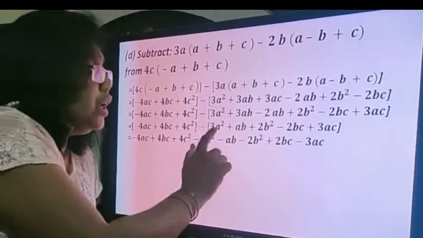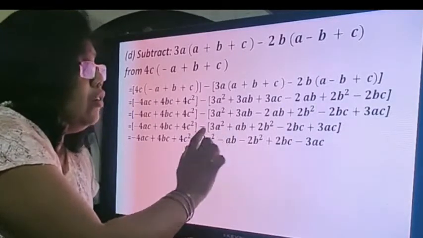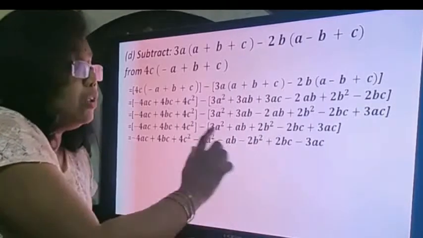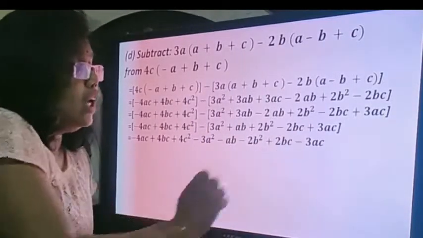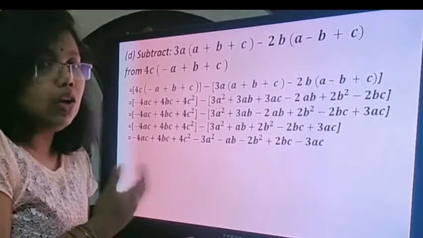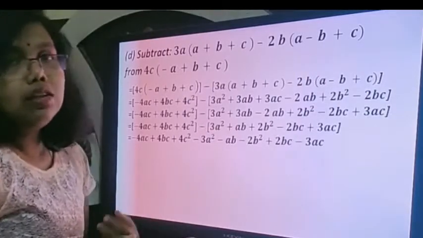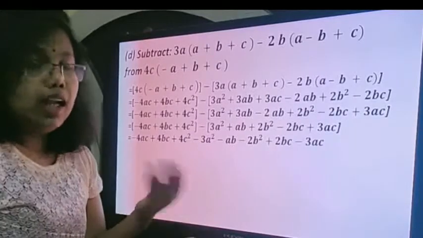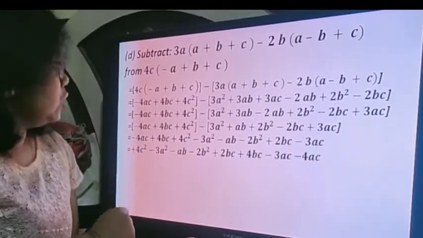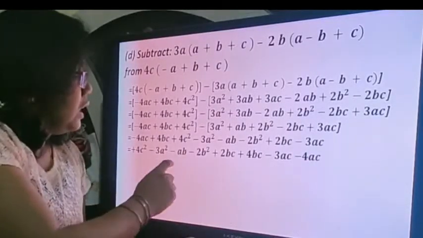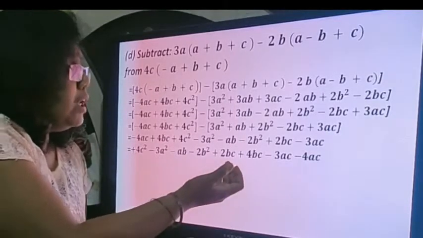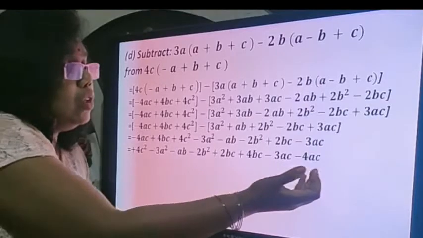Now positive into negative, negative; positive into negative; positive into negative, negative; negative into positive, negative; negative into negative, positive; negative into positive, negative. All the signs undergo a complete transformation. You get the opposite of the signs. Now club up the like terms. So when you put the like terms together, 4ac plus minus 3a square, they are not like, so they have to remain there. Minus ab plus 4b plus 2bc plus all those things are put here.